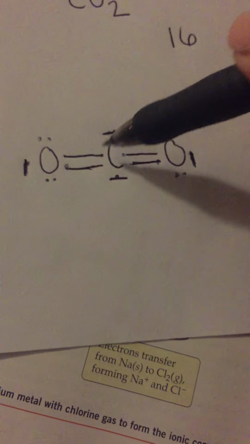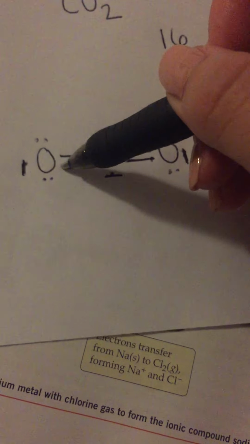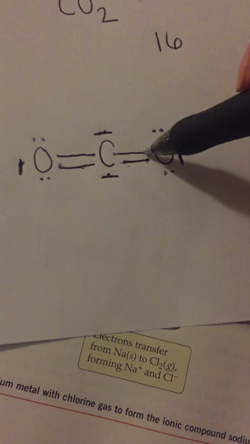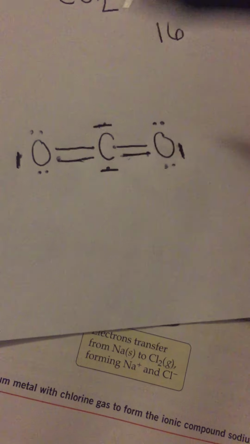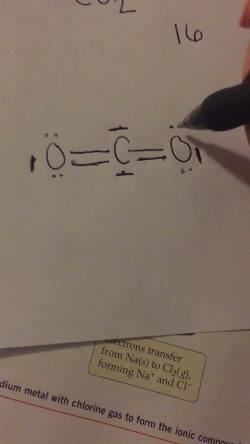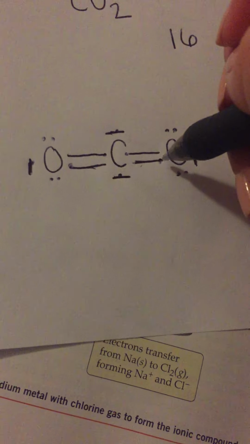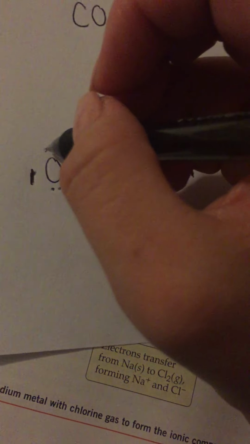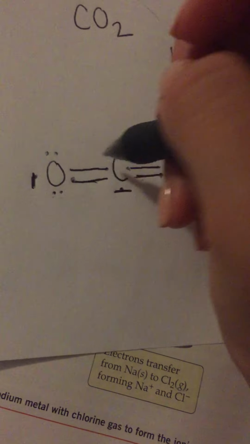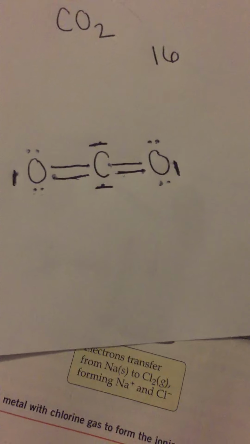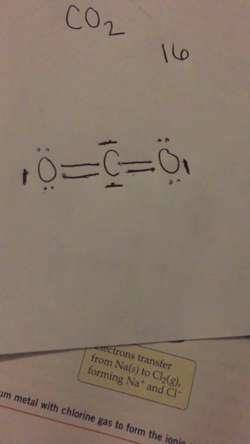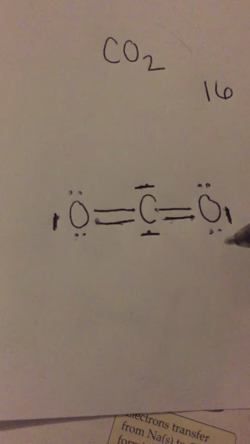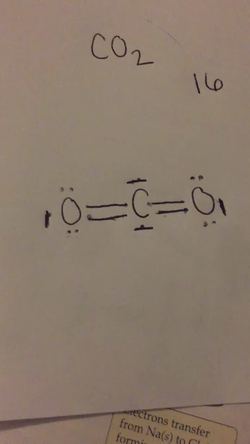So you have 1, 2, 3, 4, 5, 6, 7, 8. So carbon has its octet. Now what about the oxygens? 1, 2, 3, 4, 5, 6, 7, 8. That oxygen is good. 1, 2, 3, 4, 5, 6, 7, 8. It's good as well. So this was an example of a multiple bond Lewis structure. So let's do one more example.